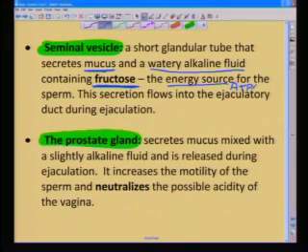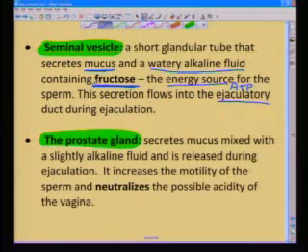This secretion flows into the ejaculatory duct during ejaculation. So remember, we're going to go from the vas deferens, becomes the ejaculatory duct. And as it gets into that ejaculatory duct, first set of fluid we're going to have from the seminal vesicles. And the most important part is that it contains fructose. And that provides the ATP, the energy for the sperm to swim. All right, then we move on to the prostate gland.